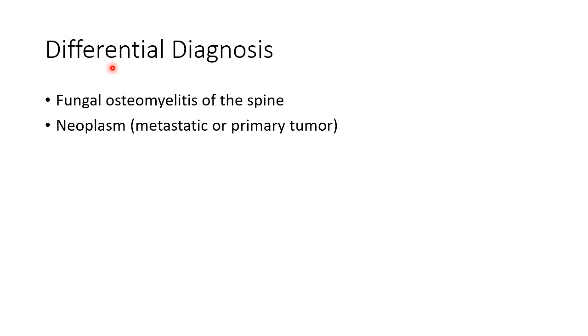Now let us discuss the differential diagnosis of TB spine. We have to rule out fungal osteomyelitis of the spine. We have to rule out metastatic or primary tumors of the spine. Remember, in case of spine, metastatic bone tumors are more common than primary tumors, and we have to do an MRI to differentiate TB spine from tumors.